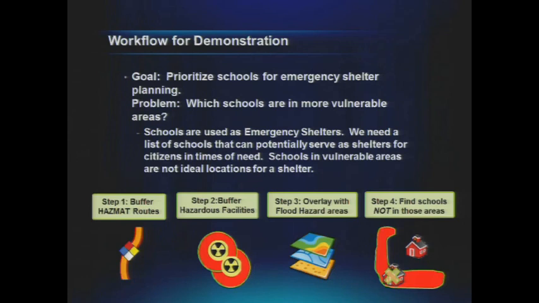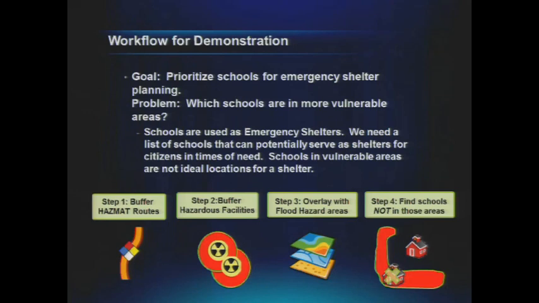However, we do have a lot of schools in the area that are in what we would call vulnerable areas. These vulnerable areas could be within 2,600 feet of a hazmat route, within 2,600 feet of a hazardous facility, and also within a flood hazard area. Okay, so we have some flooding potential there. So for these three items, I need to make sure that the schools are far enough away from them that they can be used for emergency shelters.